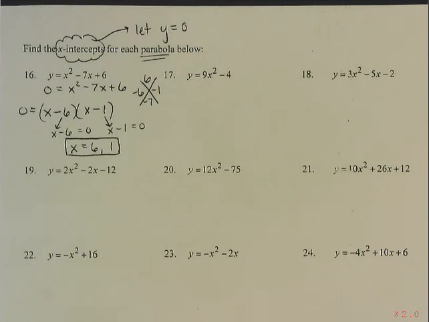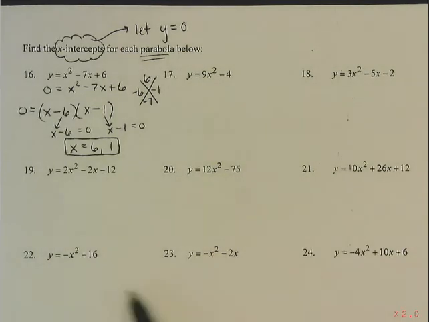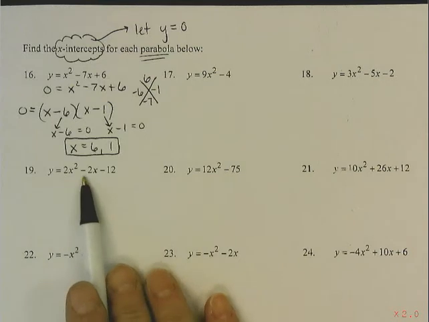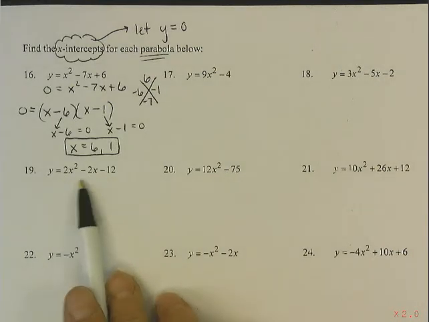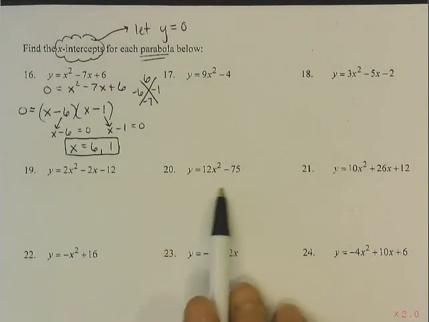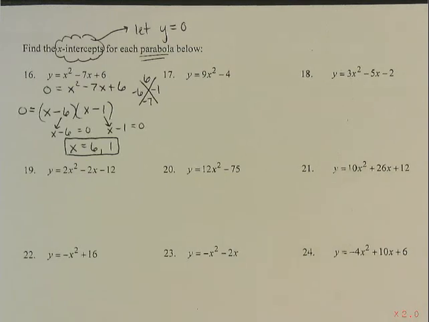And again, if I'm going too fast over any of these, I'm posting this video on my calendar so you can rewatch this tonight if you're confused by any of these. So the same concept on all of these. Just remember on some they'll have a GCF like number 19. Number 20 has a GCF, so be on the lookout for that.